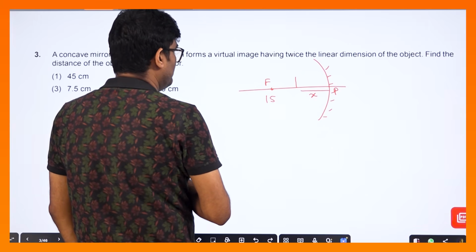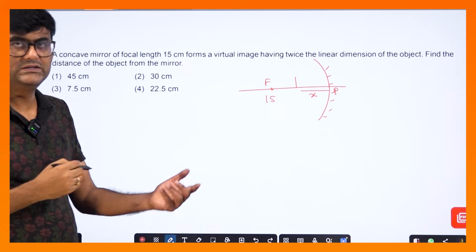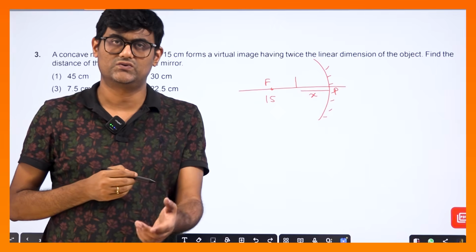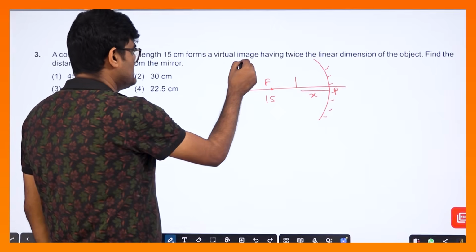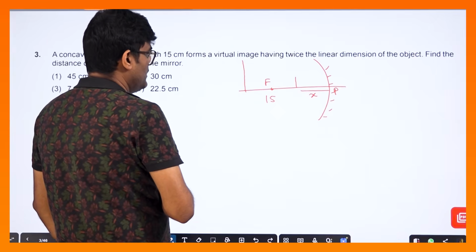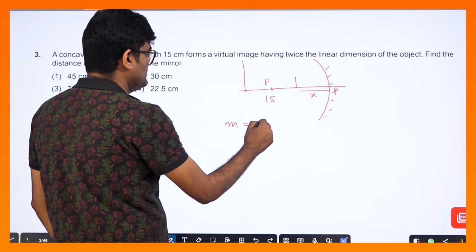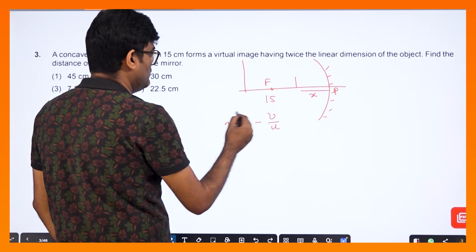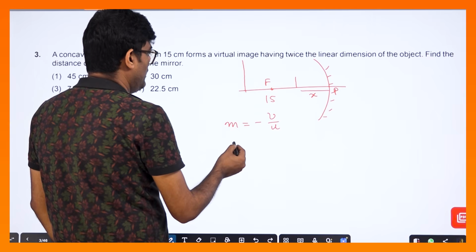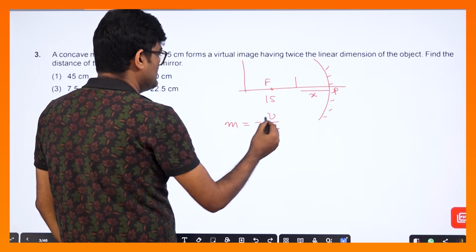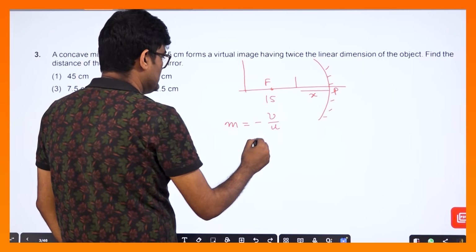And it says that the magnification is +2 because it is virtual and the magnification is +2, right? So if this magnification is +2, we have a formula of magnification which is minus of v by u, right? So u is equal to, you can see here, u is equal to minus x, right?